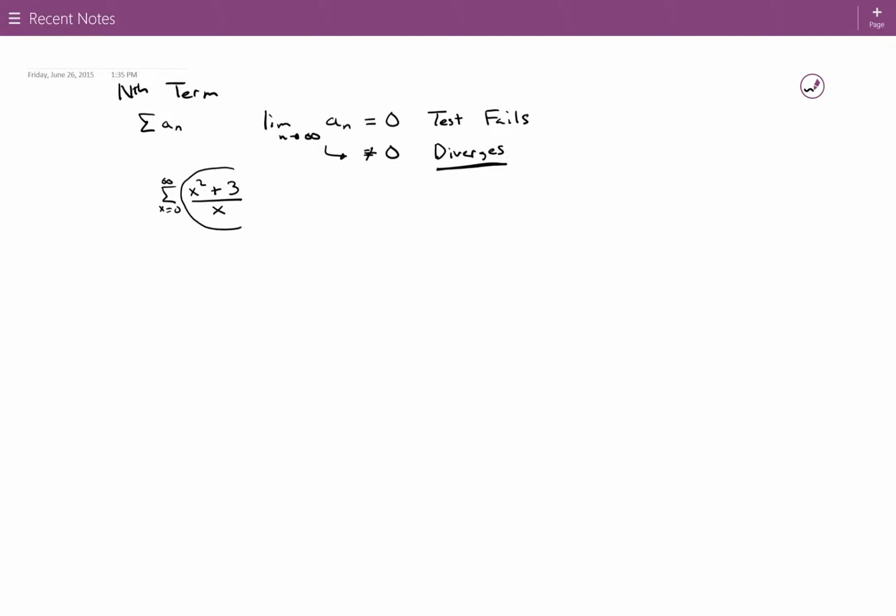So we're going to take this, which is our a sub n, and we're going to do the limit as n goes to infinity of this a sub n. And when you plug in infinity here, you're going to have infinity squared on the top and infinity on the bottom. So basically, this is going to end up being infinity. So, since infinity obviously does not equal 0, we can say that this series diverges by the nth term test.